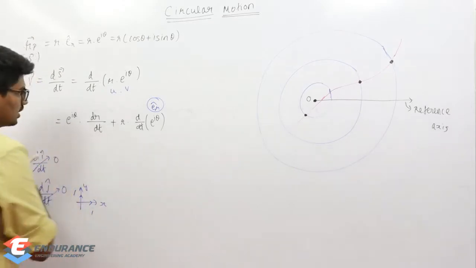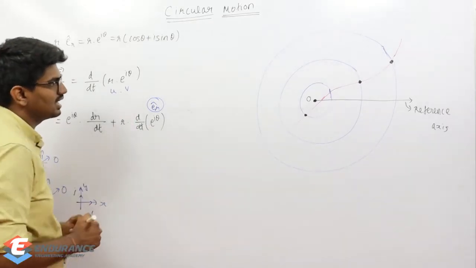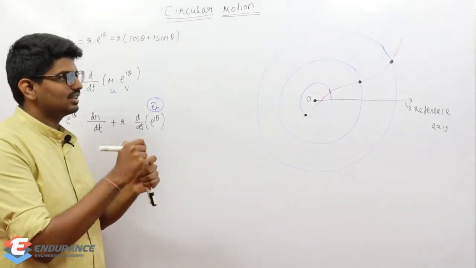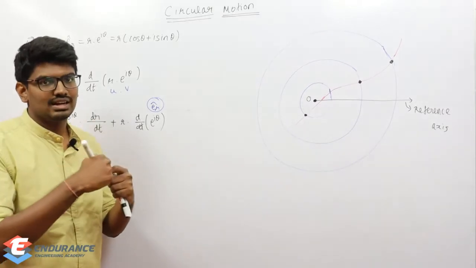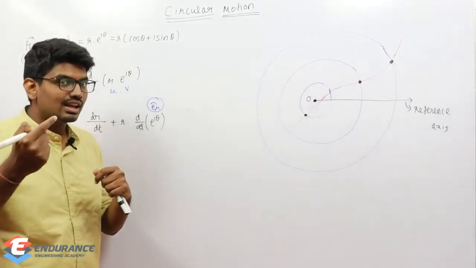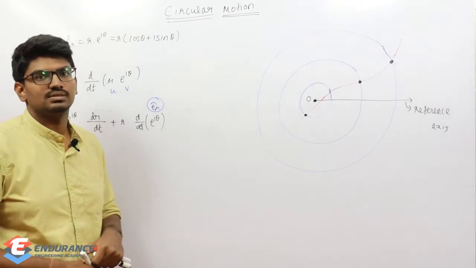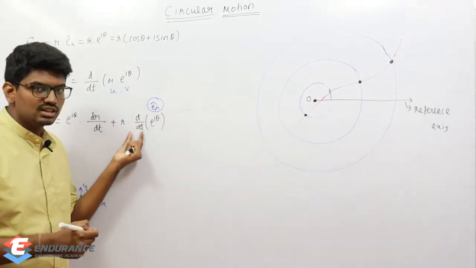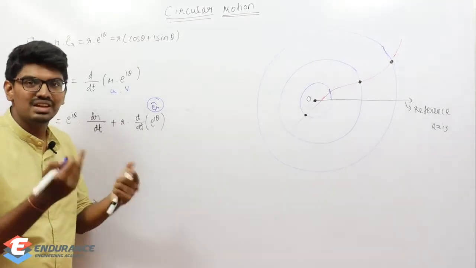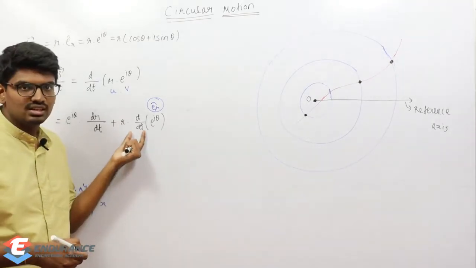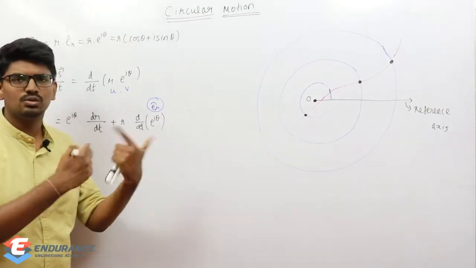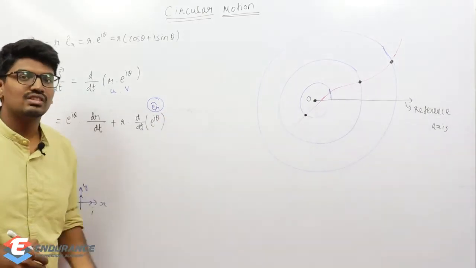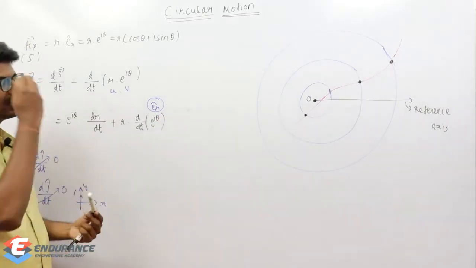But in polar coordinates, e power i theta, which is er cap, the unit vector along the radial direction, is it also constant or does it vary? That is something we need to see. If it is varying, then I need to differentiate it. If it is constant, then it will become 0, no issues, we can proceed. But we need to find out whether it is varying or not, right? Let us check it out.